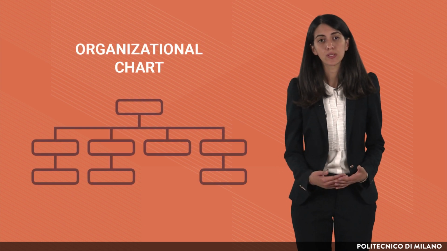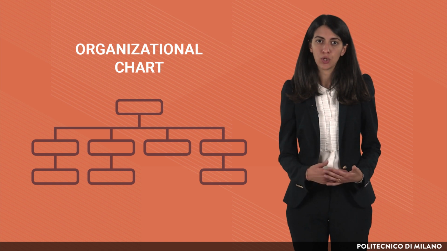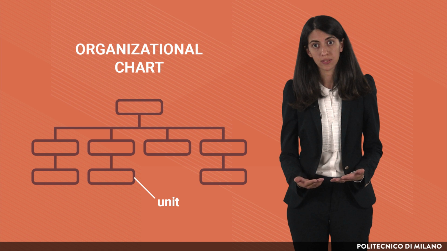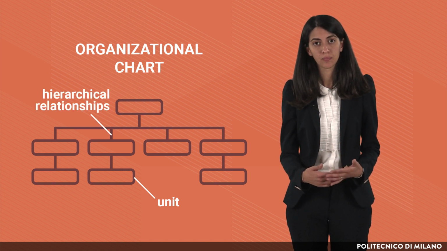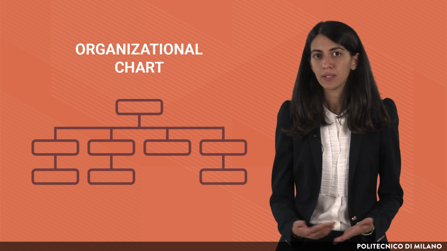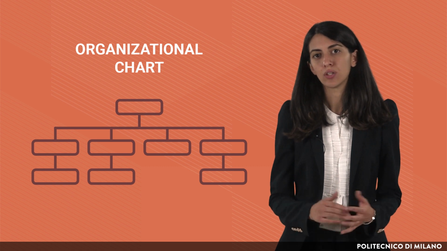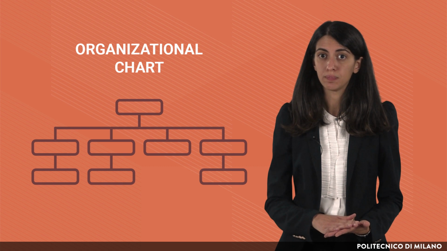To describe the macro structure and the different organizational units of the organization, we use the organizational chart, which is the graphical representation of the organizational units, which of course are the boxes of the chart, and of the hierarchical relationship between them. The organizational chart is a model, and like all models it is a simplified picture of reality. Therefore, it is not always complete and 100% representative of the company.